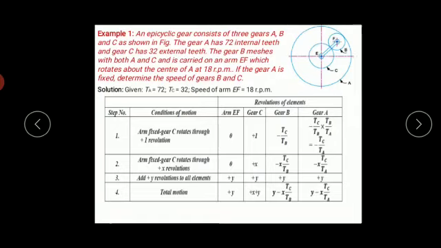Now from the statement of the problem, we are given the speed of the arm EF. So the arm speed is y, and y should be 18 rpm. And we are told that gear A is being fixed. So if gear A is fixed, the speed of gear A has to be equated to 0.